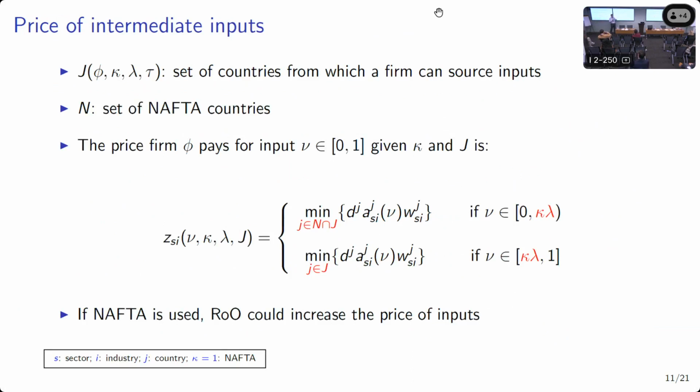It's going to depend on, one, whether I use NAFTA or not. Let's say that I do use NAFTA, so kappa is equal to 1. The price I pay for a certain intermediate is going to depend on whether the intermediate is restricted or not restricted by rules of origin. For those intermediates restricted by the rules of origin, I'm going to choose the cheapest supplier, but only within North American countries, intersected with J, okay? For any other intermediate that is not restricted by rules of origin, I'm going to freely source them from around the world, or the countries that I paid a fixed cost for, in this case, J, okay?